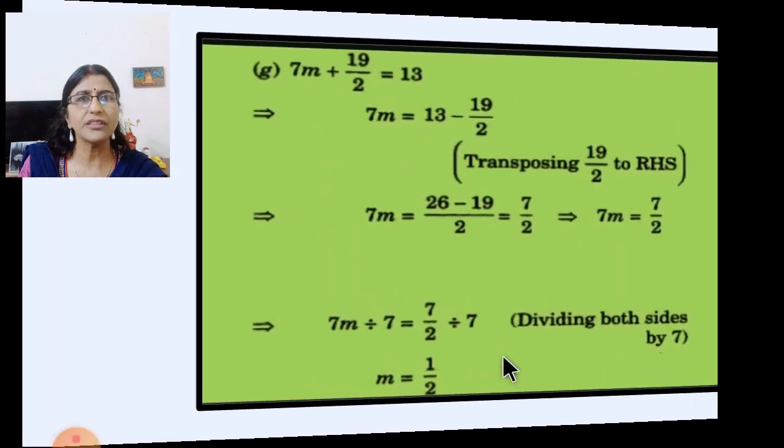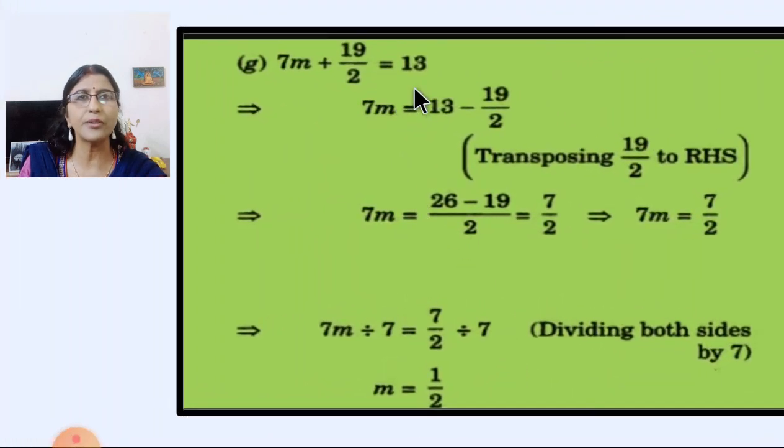Now one more question, 7m plus 19 upon 2 is equal to 13. Same method. Here is another method we have used, the transpose method. So here 7m we will write like this, 13 we will write first on the right side, and this is positive here, so we have to bring it to the right side. When you bring it, it will become negative, minus 19 upon 2.